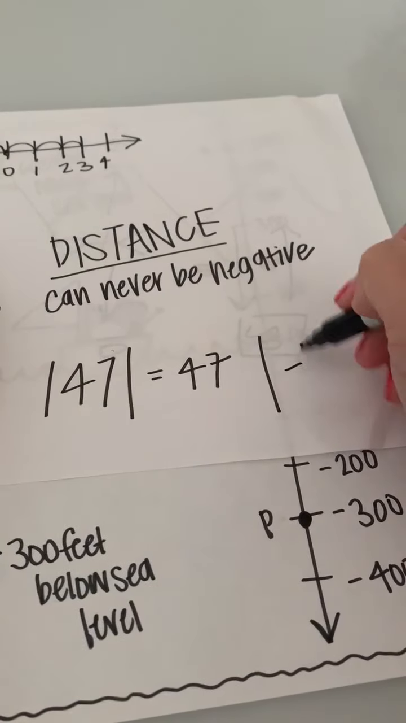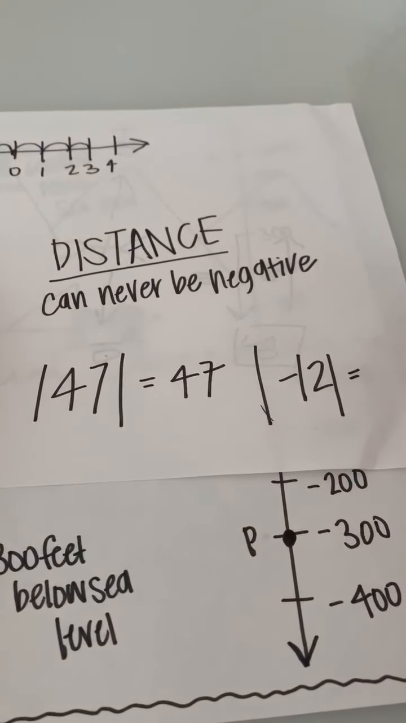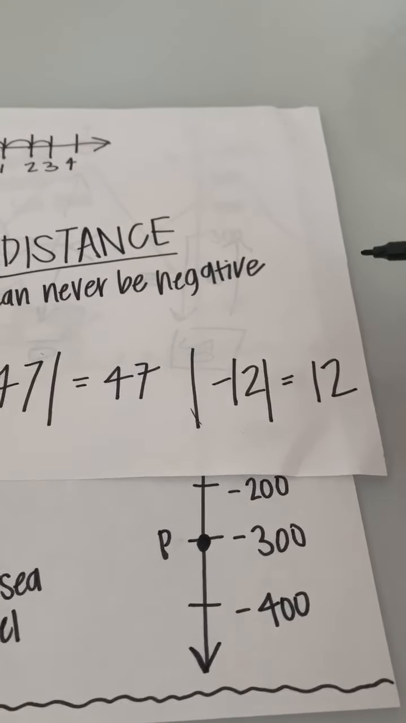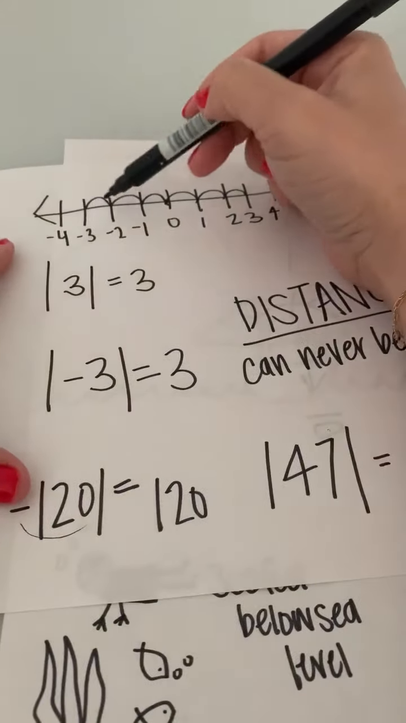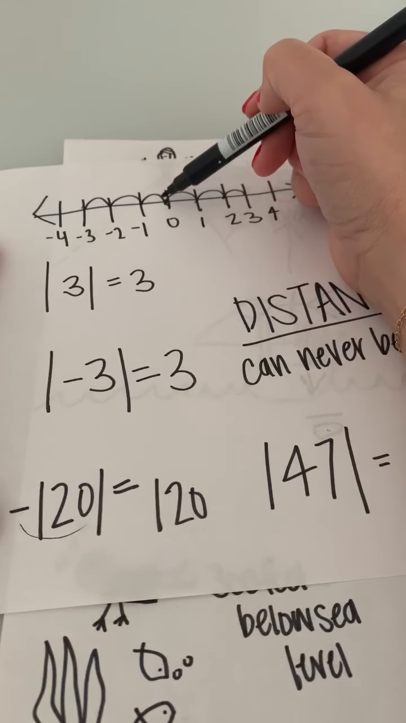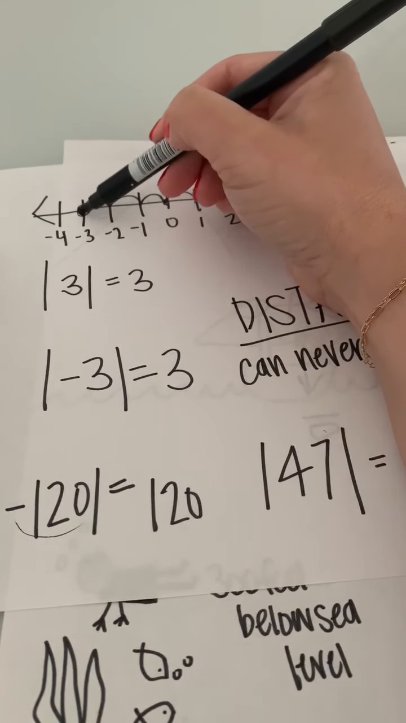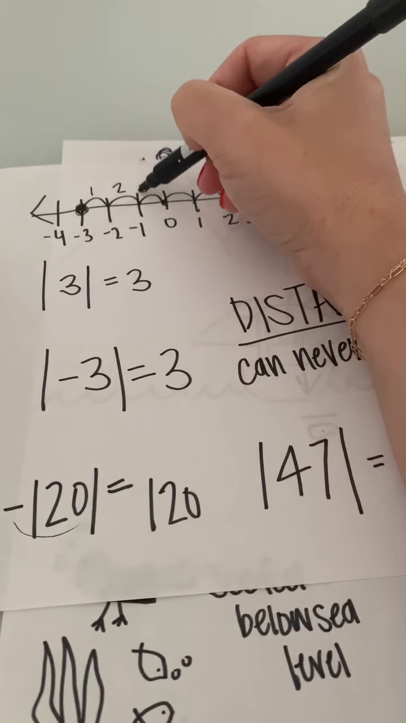The absolute value of negative 12. How many units away from 0 is negative 12? It's 12 units away from 0. It's not negative 12 units away, it's just 12 units away. So it's the same as up here. These aren't negative units. We're still asking ourselves, okay, if we want to figure out how far away from 0 is negative 3, it's 1 unit, 2 units, 3 units away.